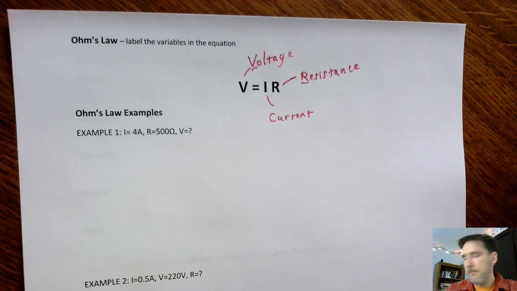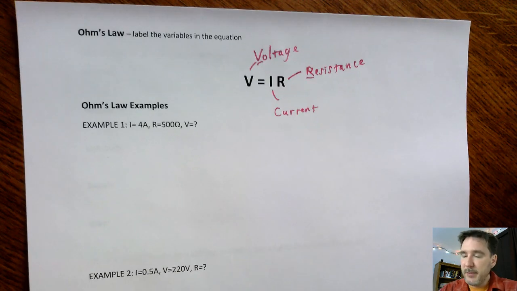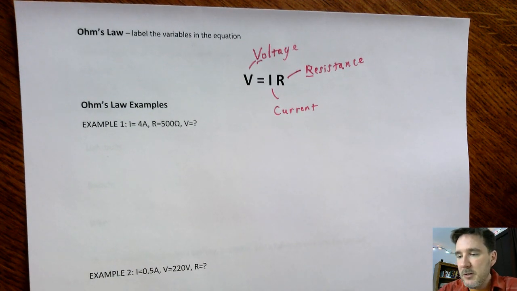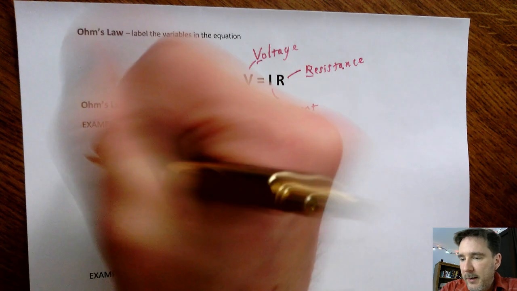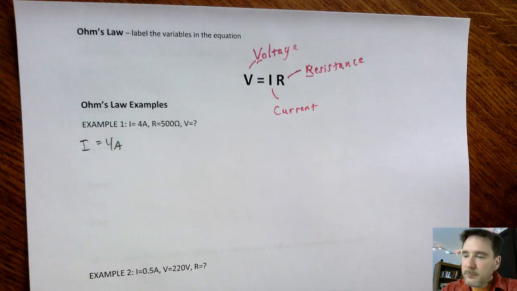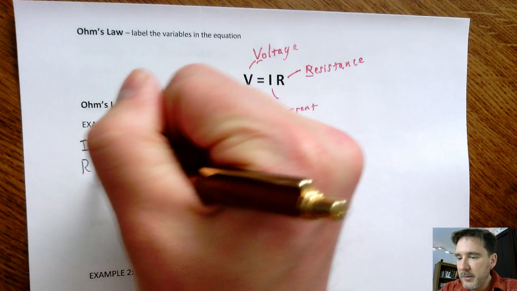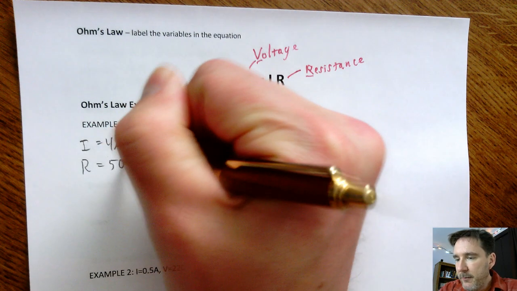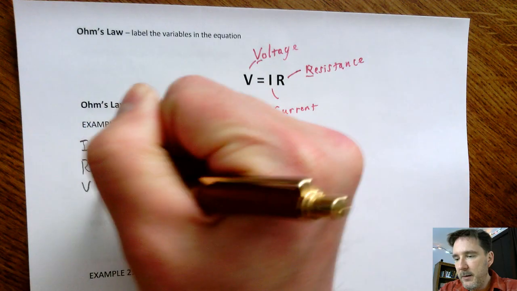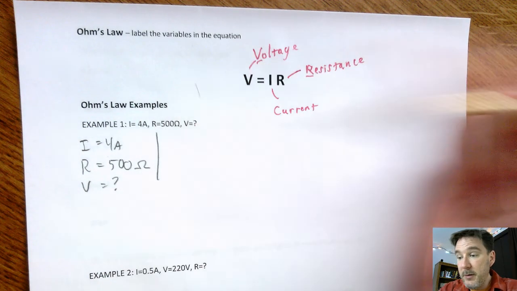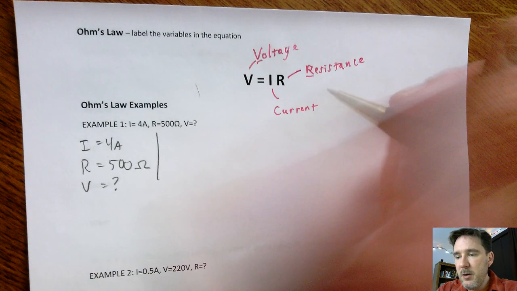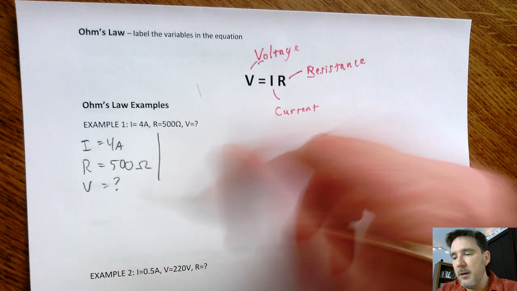So here we go. We have an example. I'm going to switch to pencil because that's math and I don't want to mess it up. Or rather, if I do mess it up, I want to be able to change it. So in my example, I have I is equal to 4 amps. I have resistance is 500 ohms. And we need to find volts. So I did my first step. I listed the knowns and the unknown. I listed the givens and the unknown.